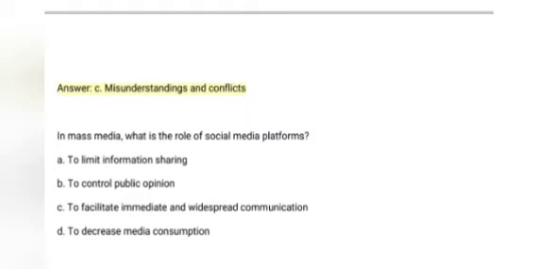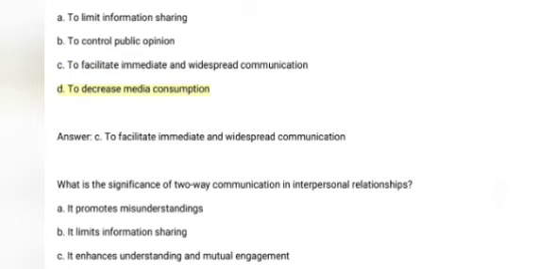D. Efficient communication. Answer: C. Misunderstandings and conflicts. In mass media, what is the role of social media platforms? A. To limit information sharing. B. To control public opinion. C. To facilitate immediate and widespread communication. D. To decrease media consumption. Answer: C. To facilitate immediate and widespread communication.